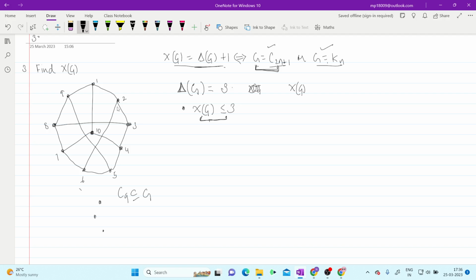Right? So it cannot be 4, because we know that if G is not a complete graph or not an odd cycle, then the chromatic number is less than or equal to the maximum degree. And the maximum degree of this graph is 3. Therefore, the chromatic number has to be less than or equal to 3. So it is either 1, 2 or 3. So what do you think? What is the chromatic number for this graph?